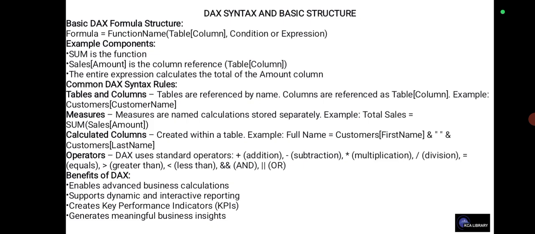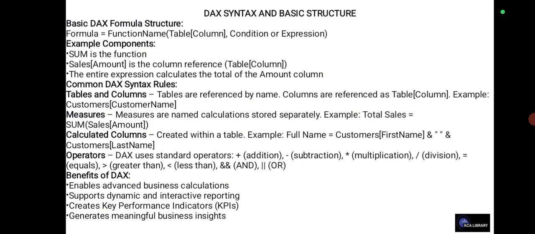Now, there are rules you need to follow. Common DAX syntax rules include that you must reference tables by name, while columns are referenced as table and column. For instance, if you have customers, what it means is customers, customer name. Now measures too. Measures are named calculations stored separately. For instance, if you want to say total sales, what you should use is sum of sales. Then for calculated columns, you can create them within a table. So if you have a full name of a customer, you can say customer's first name, then you go to another column, customer's last name.